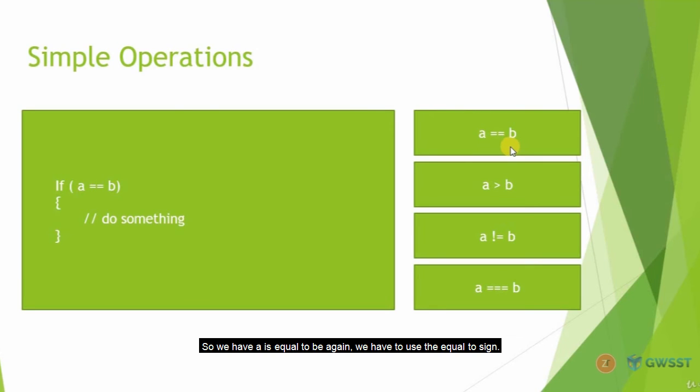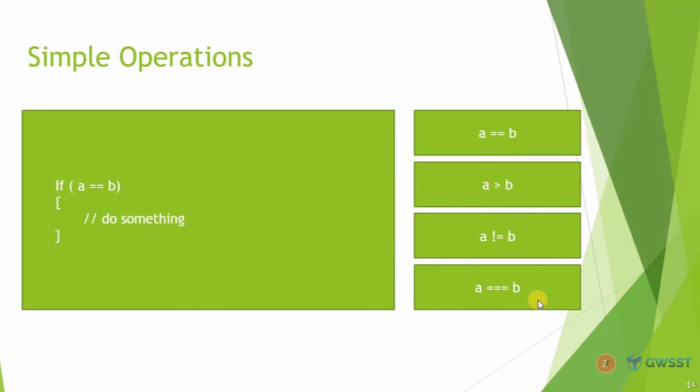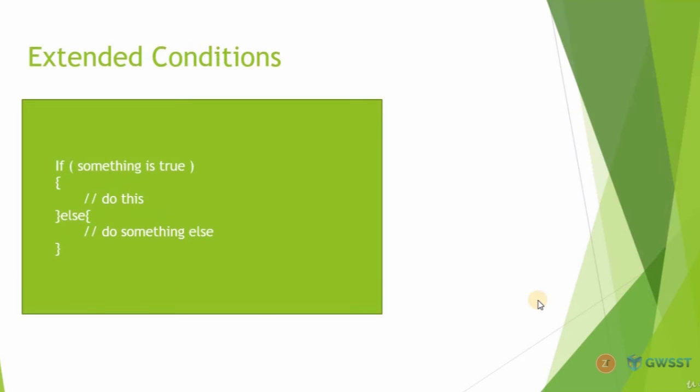So we have a is equal to b. Again, we have to use the double equal to sign. Now after that, we have a is greater than b. And if something is not equal to each other, then we'll use the exclamation mark over here. Now in JavaScript, we have another method of specifying the triple equal to sign. We'll get deeper into the triple equal to sign in the further classes.